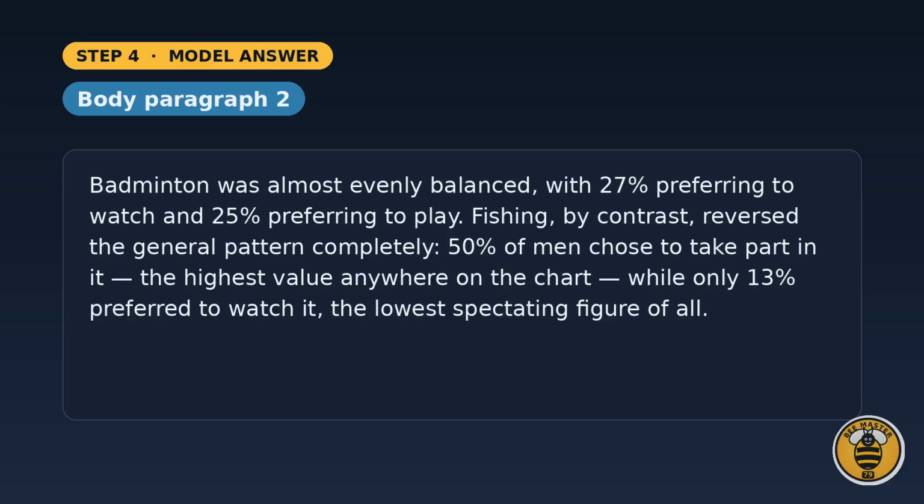The second body paragraph. Badminton was almost evenly balanced, with 27% preferring to watch and 25% preferring to play. Fishing, by contrast, reversed the general pattern completely. 50% of men chose to take part in it, the highest value anywhere on the chart, while only 13% preferred to watch it, the lowest spectating figure of all.